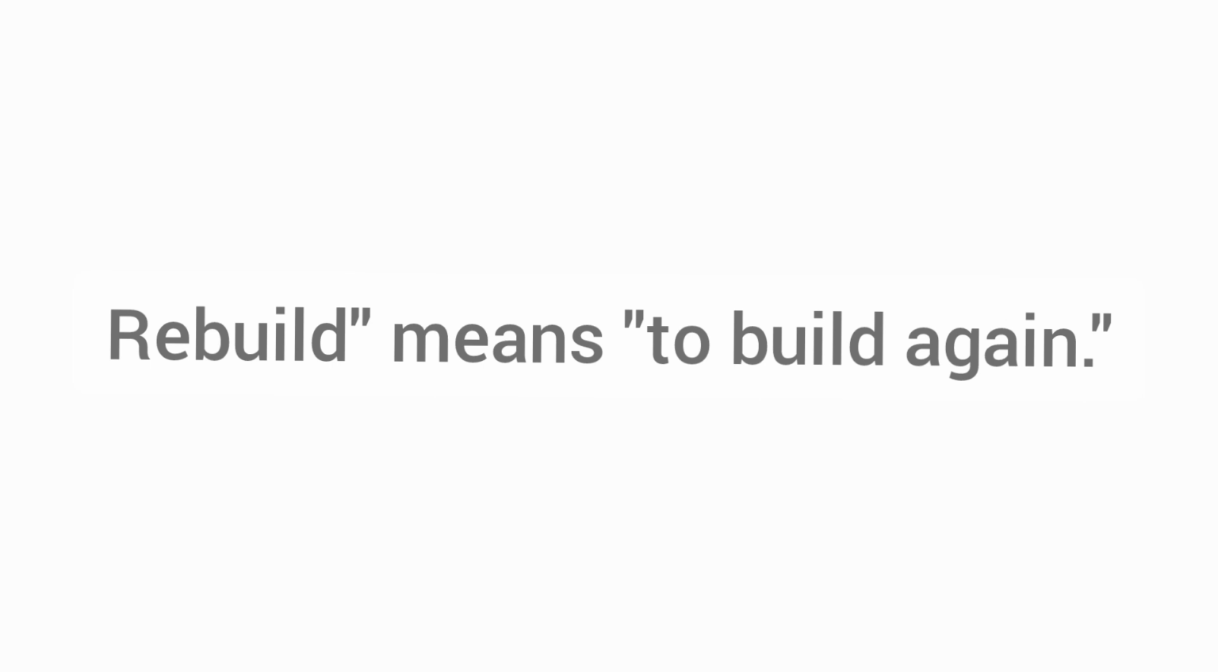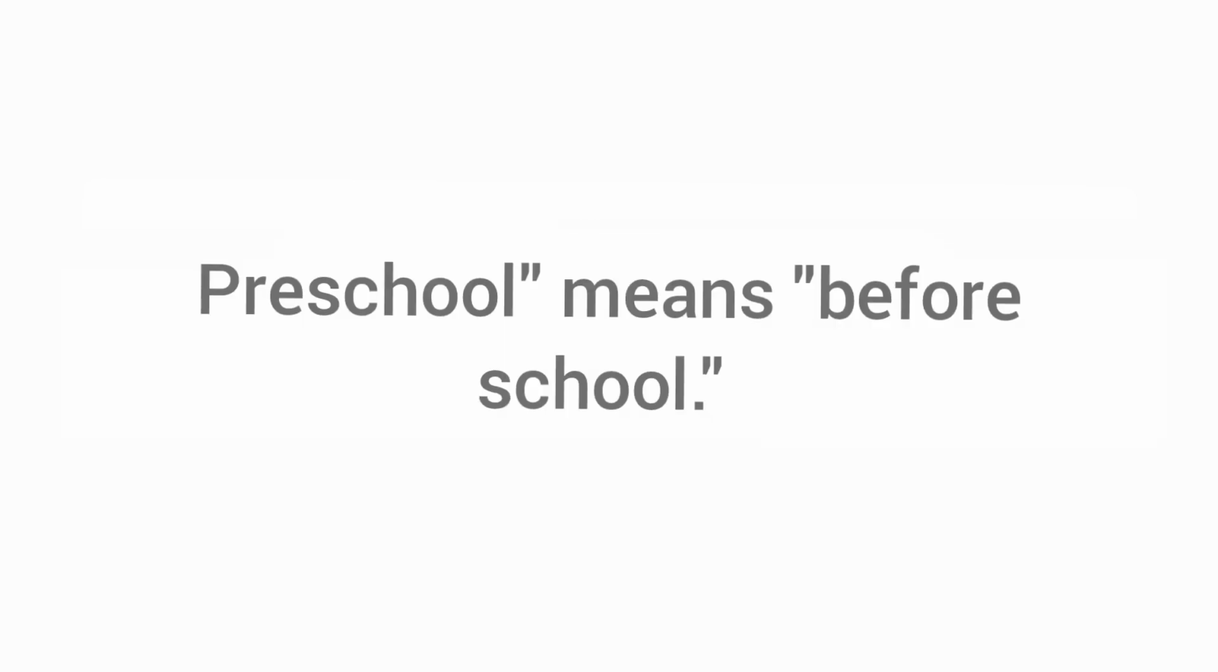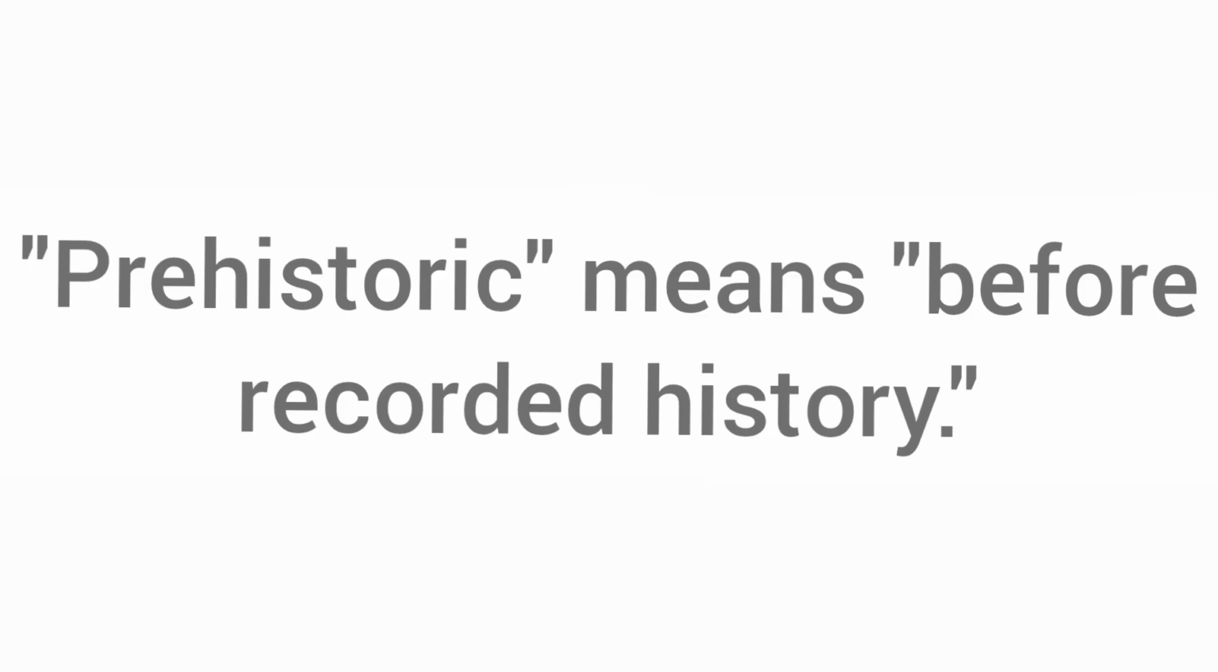Now let's look at the prefix "pre", which means before. When added to "view", it becomes "preview", meaning to view before. Let's have another. What do "pre" and "school" make? Excellent. We have preschool. Preschool means before school. Another example: "pre" with "historic" gives "prehistoric", which means before recorded history.